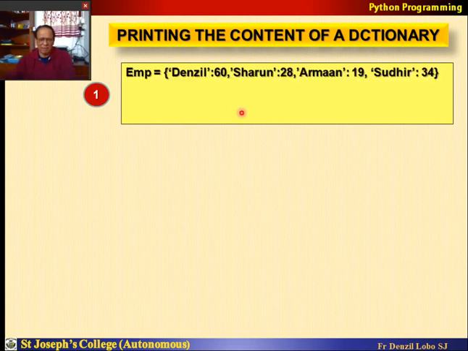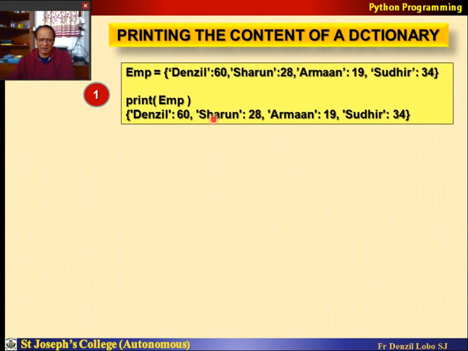Again, we come to printing the content of the dictionary. We have already seen one way. Let us see. First way, emp is the employee dictionary with key values. So you say print employee, and automatically it prints the content of this dictionary. That is one way of doing it.